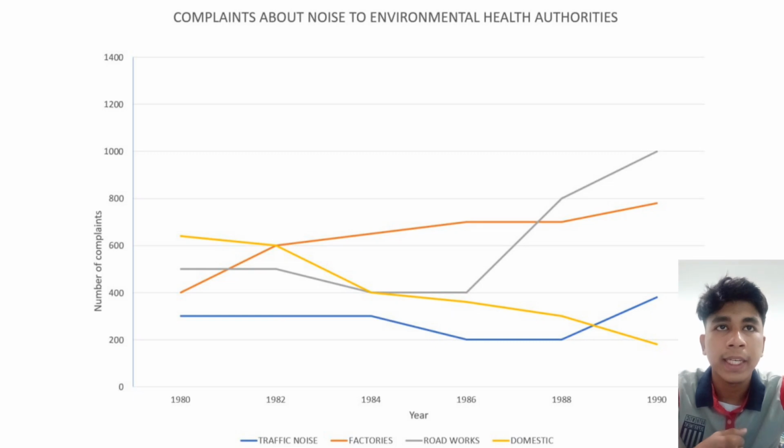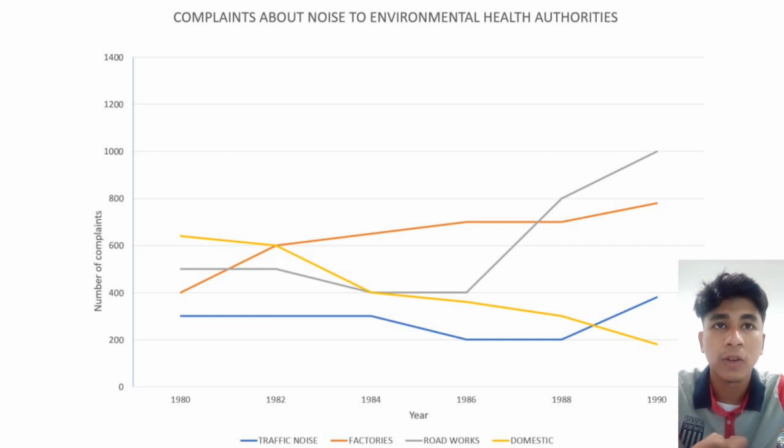Okay, the next line is the orange line, which is the factories. The factories complaints showed an increase from 1918 to 1986 and remained until 1988 and then increased again from 1988 to 1919.